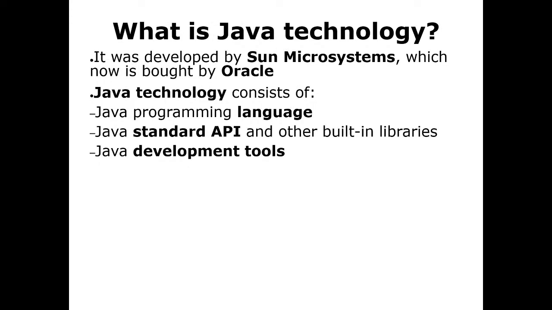Let's talk about Java technology. Originally, Java was developed by Sun Microsystems. At the beginning, Java was being developed by a team, let's call it a team, of Sun Microsystems, Oracle, IBM, and at first stages there was Microsoft as well. Then they left Java.